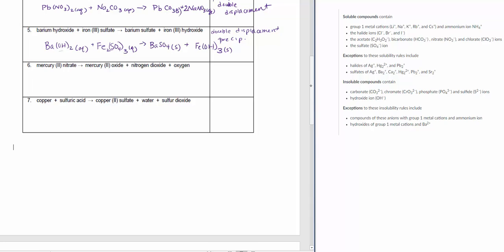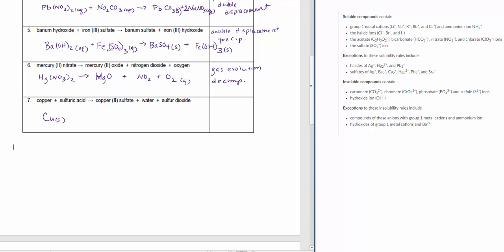Mercury 2 nitrate, so we have Hg(NO3)2, and we have 2 NO3s, and that's going to react to form mercury 2 oxide, so HgO and NO2 and O2. So this is going to be gas evolution. There's gas on the product side. This is also a decomposition reaction.